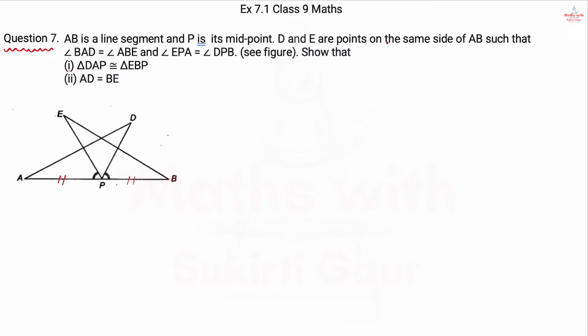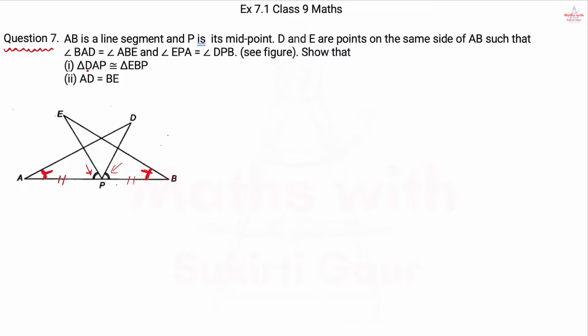D and E are points on the same side of AB. On the same side of AB we have points D and E such that angle BAD, this one, is equal to angle ABE. So ABE is this one. These two angles are equal to each other, and angle EPA, you can see here, is marked with black color, this one and this one. These both are equal.